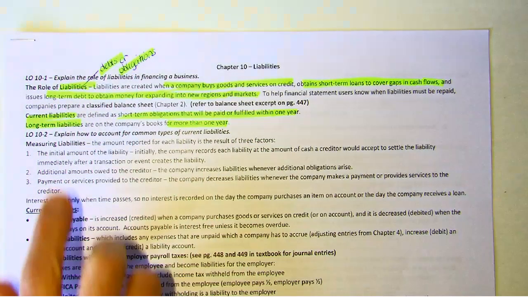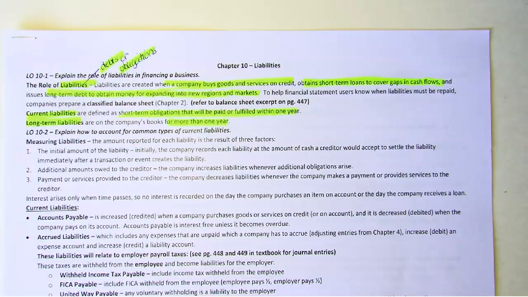With regard to measuring liabilities, the amount reported for each liability is the result of three factors: the initial amount of the liability, additional amounts owed by the creditor, and then payment or services provided by the creditor.